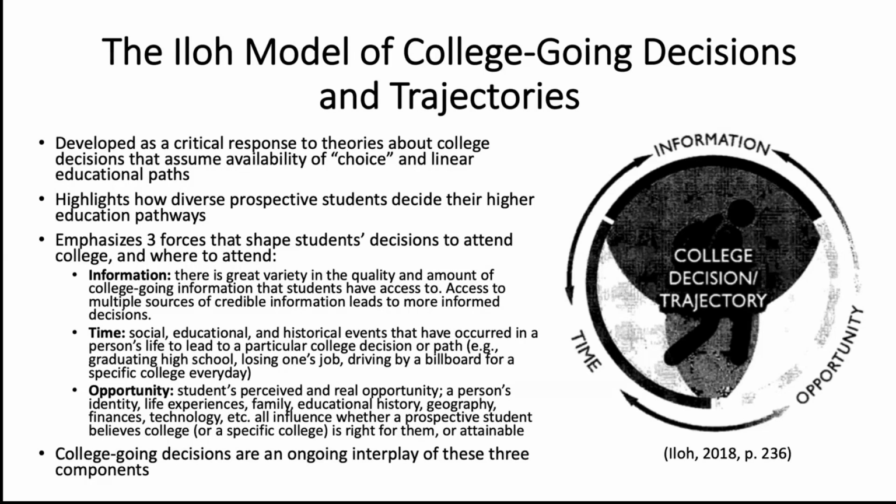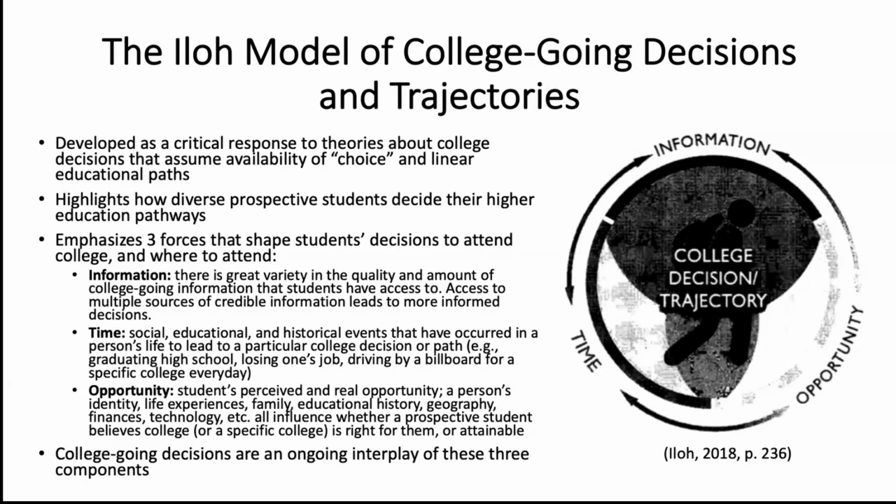And then the last piece of this is opportunity. So both the perceived and the real opportunity that a student has to attend college and to attend a specific college. Oftentimes a person's identity, their life experiences, their family, their educational history, geography, finances, technology, all of these things that make up a person's experience and identity influence whether a prospective student believes that college or a specific college is right for them or even attainable. So college-going decisions are an ongoing interplay of these 3 components according to this model.